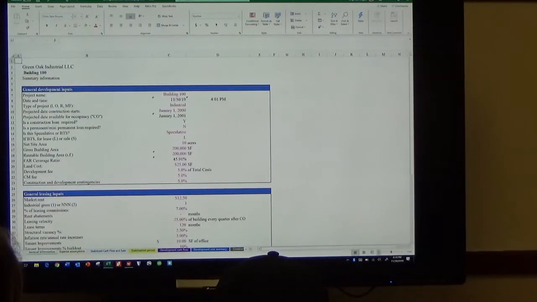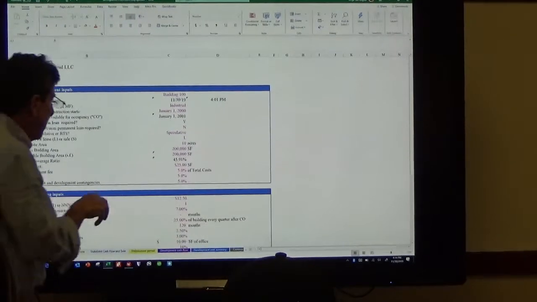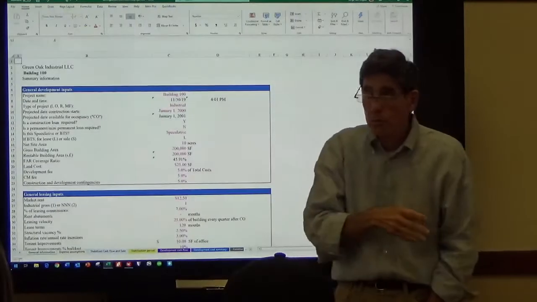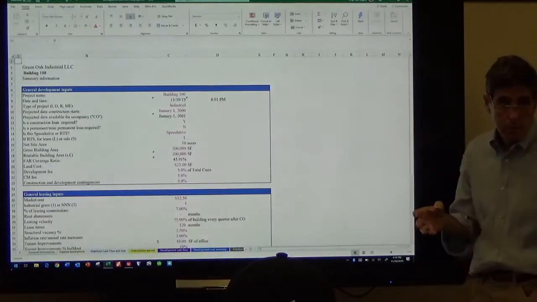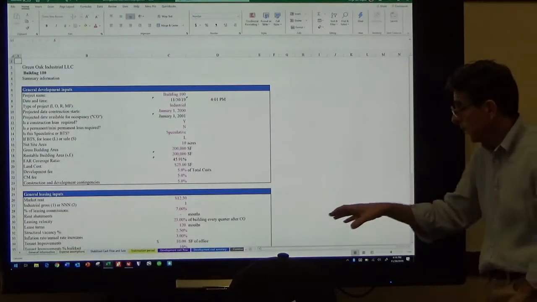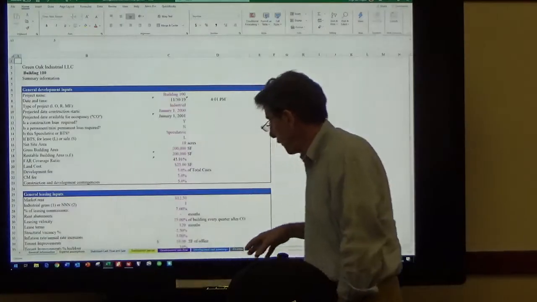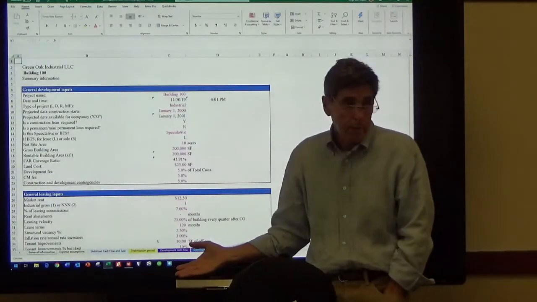I'm not going to make it any smaller, so I'm just going to kind of go through. I built this yesterday from 11 to 5, the whole thing. Now, I cut and paste from different tools that we have, okay?